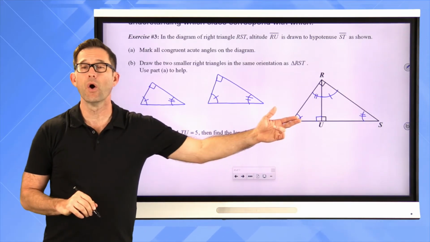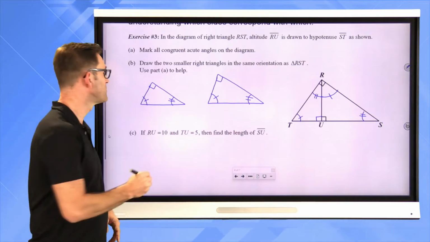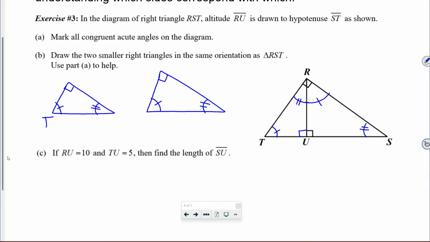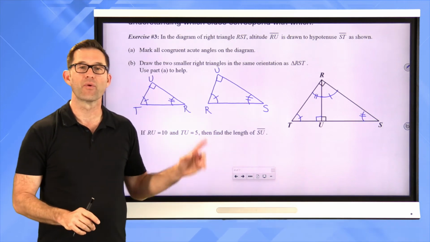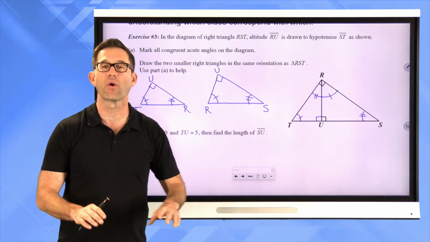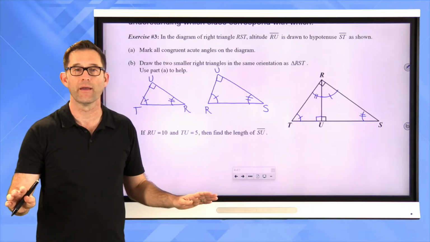And now I'm just going to hone in on my small one. T goes beside the single arc, R goes beside the double arc, and U is at the right angle. On my medium triangle, R goes at the single arc, U is again at the right angle, and S goes at the double arc. And now I've got them. All 3 of my triangles are oriented in exactly the same way.